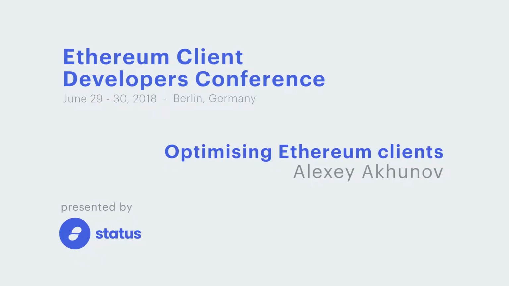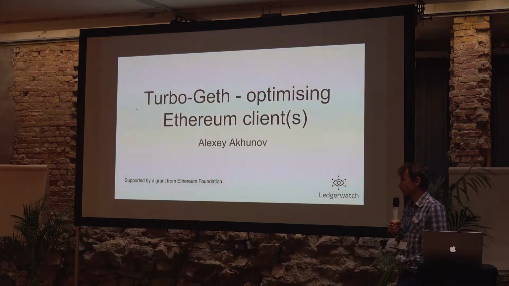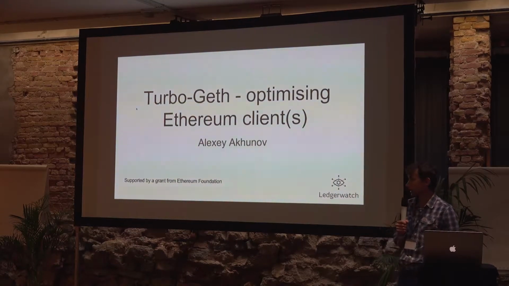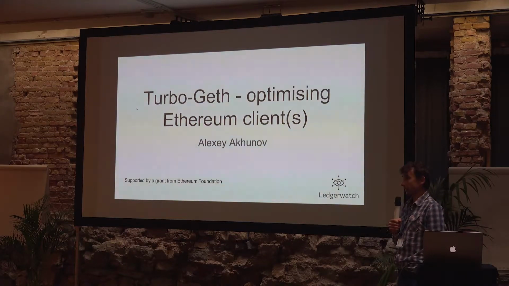My name is Alexey, and you probably heard of what I was doing. So this is TurboGet. It's just a fork of Go Ethereum, which has been taken in December 2017. And since then, I tried to experiment. So at the moment, I still see it as an experimentation project, although I do want to release some working version, which is not far away, I hope.